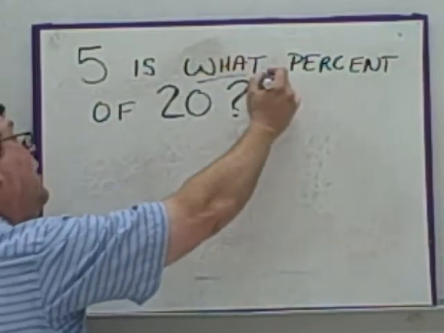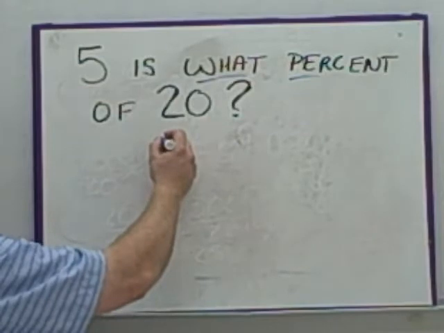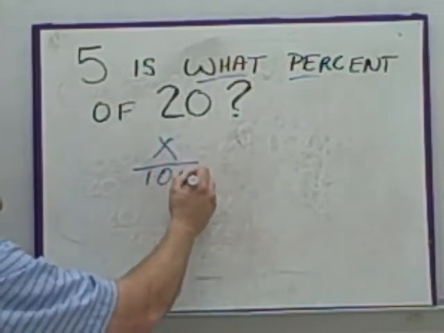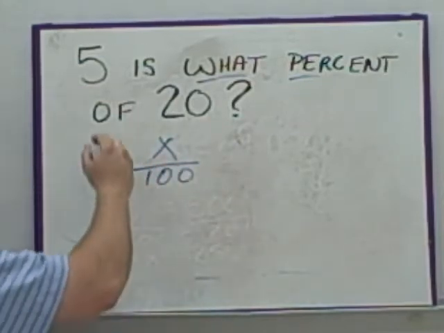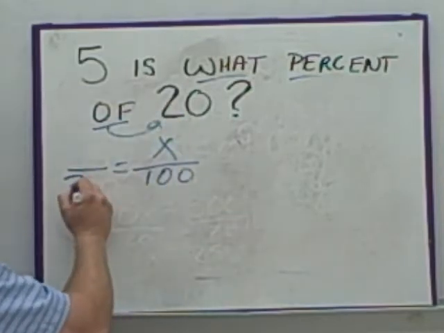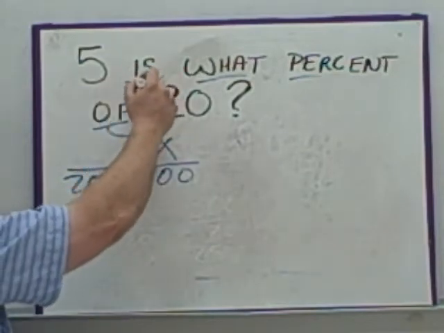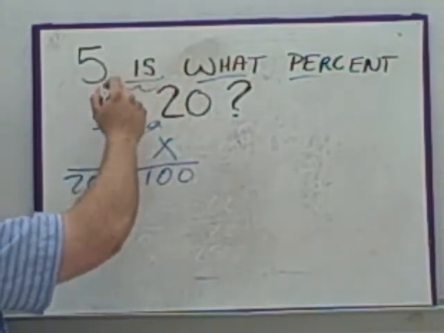What percent? There's the word percent. The number that comes before it is the what. So in this case, our x is our percent, and it goes over the 100. Of 20. The number after the word of is the 20, so it goes in the position down below here. Is, well, we've already used the what, so it's got to be the 5.